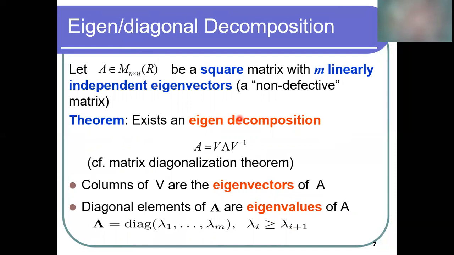Now, eigenvalue or diagonal decomposition. If we have a square n by n matrix with n linearly independent eigenvectors, then there is a theorem that there exists an eigen decomposition, that is V times a diagonal matrix times V inverse. The columns of V are the eigenvectors of A, and the diagonal elements are the eigenvalues of A. So this diagonal matrix consists of the eigenvalues of matrix A. In the last class, we discussed this eigen decomposition.